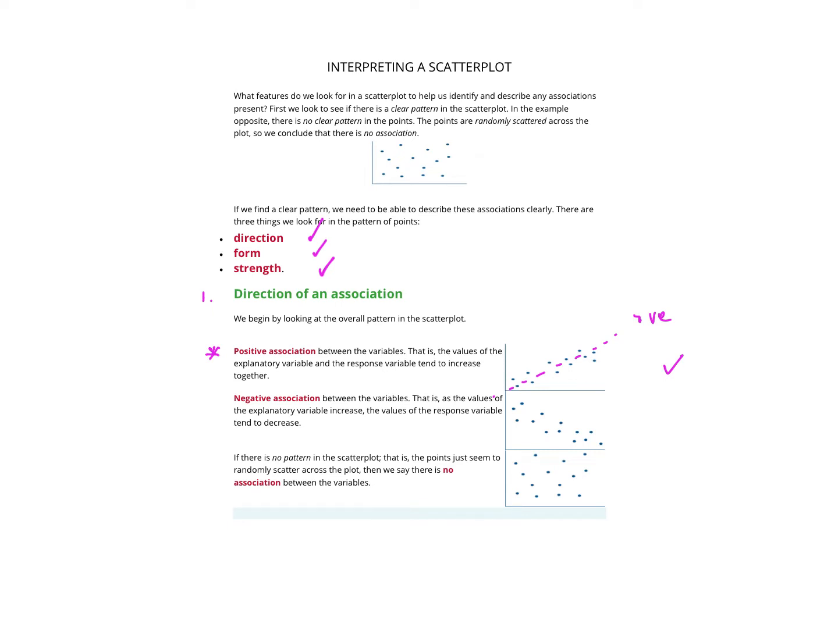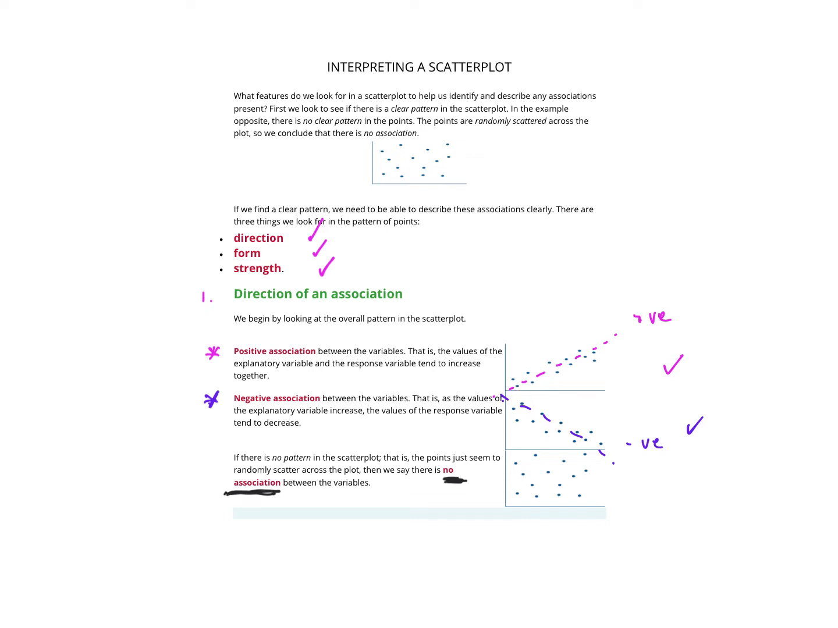And so therefore with the next one here, you've got the dots going down that way, and so they're going down in a negative direction. So that is a negative association. If you cannot see any relationship whatsoever, then we would say that there is no association. All right, no association if there is absolutely no relationship there.